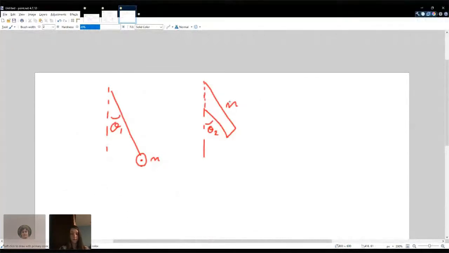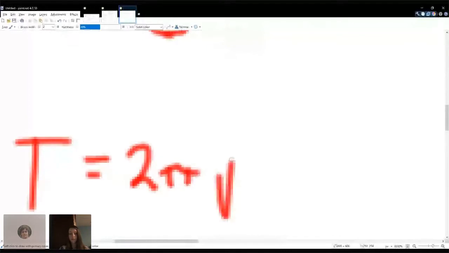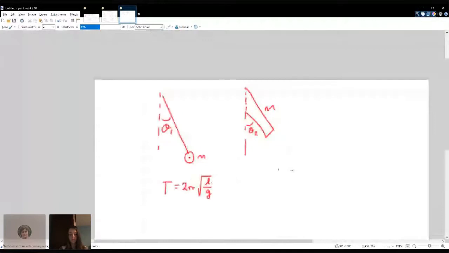And what we actually have is the period is equal to 2 pi square root of L over g, and people see, oh, it's mass independent, so the periods are going to be the same. That's actually not true.